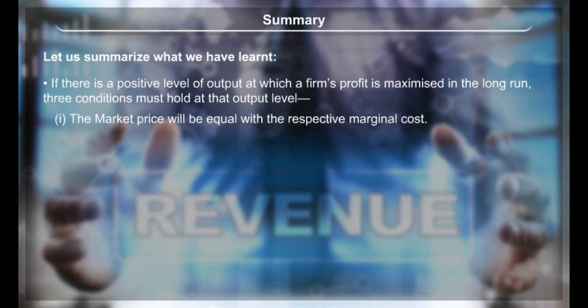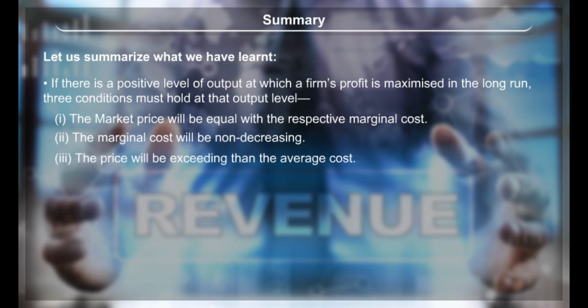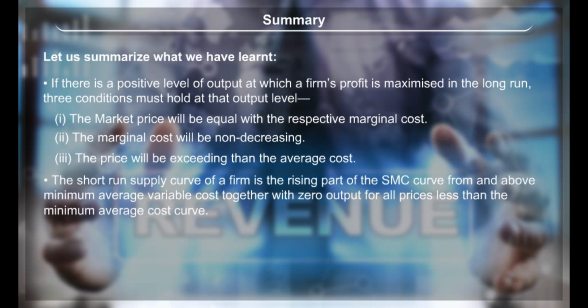1. The market price will be equal to the respective marginal cost. 2. The marginal cost will be non-decreasing. 3. The price will exceed the average cost. The short-run supply curve of a firm is the rising part of the SMC curve from and above minimum average variable cost, together with zero output for all prices less than the minimum average variable cost.